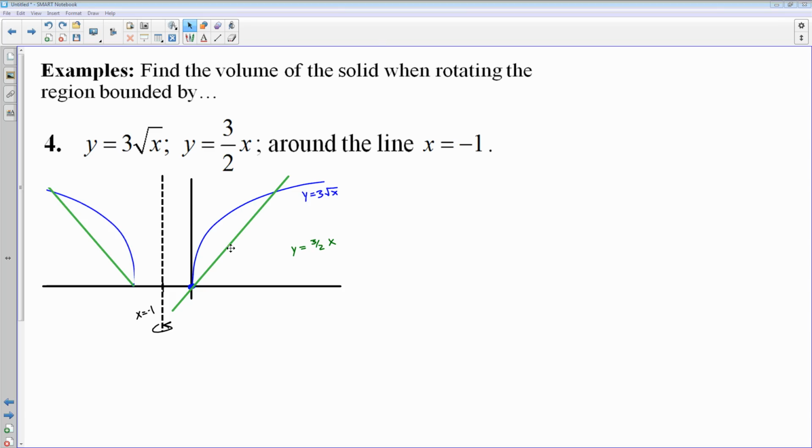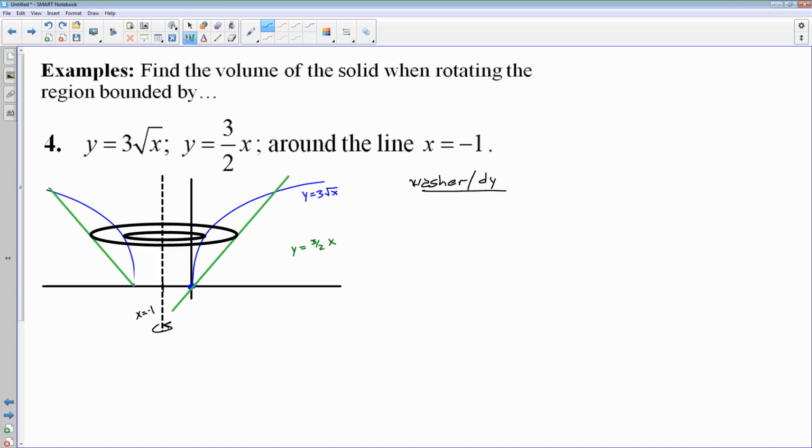Cross sections are perpendicular to your axis of rotation, so my cross sections are going to look like this. I'm going to have an outer circle, and then the blue graph does create an inner circle. This is another washer. So there's my inner circle. And then your radii, again, you always draw your radii back to the original graph. This is a washer. We are cutting perpendicular to the y-axis. That makes it a dy problem. I know the area of a washer is pi big R squared minus little r squared.